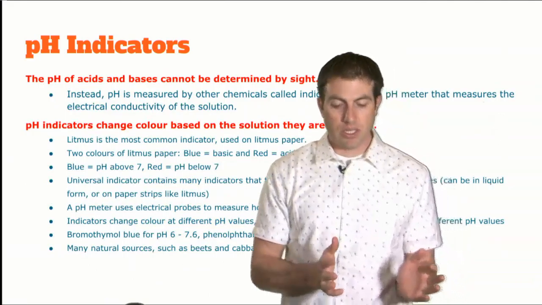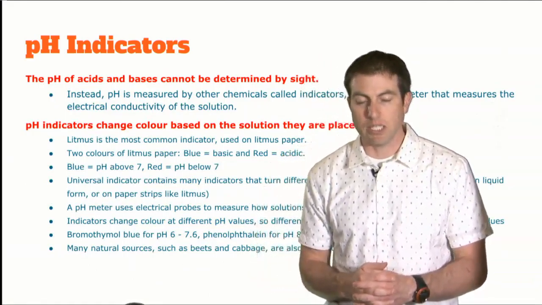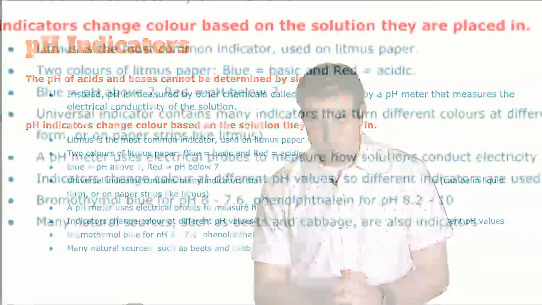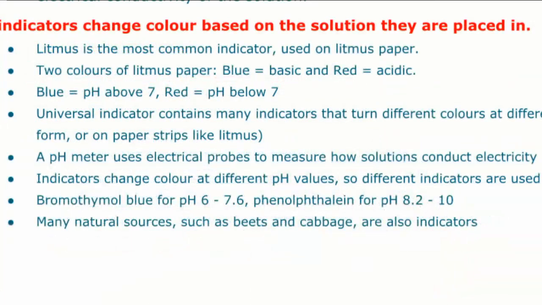So we can measure the level of acidity with something called a pH indicator. And I wouldn't be surprised if many of you have encountered these before. The most common is litmus. And then you can have a universal indicator, which is the one you probably have seen before if you have a pool or a hot tub, or even if you've maybe tested soil in your garden before. And then you have other ones like bromothymol blue, phenolphthalein, and there are natural indicators like cabbage.